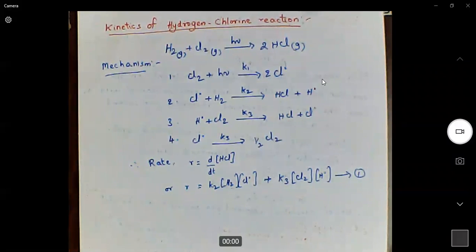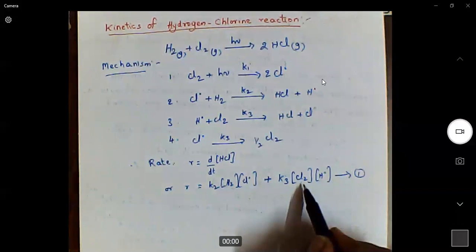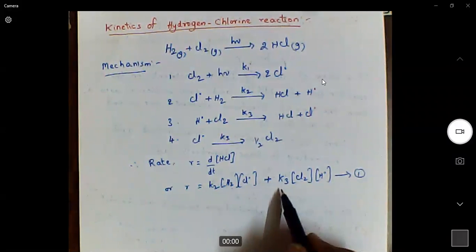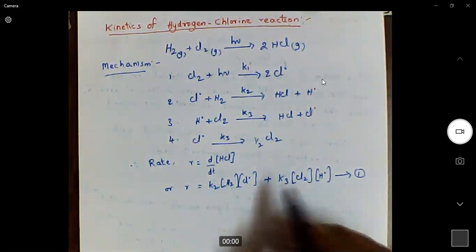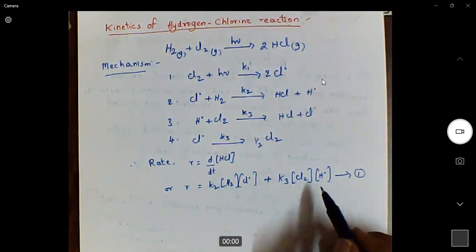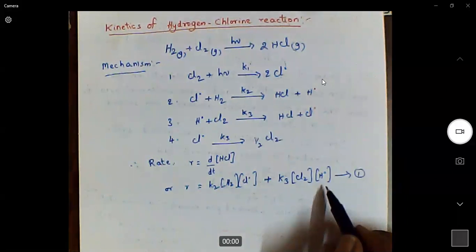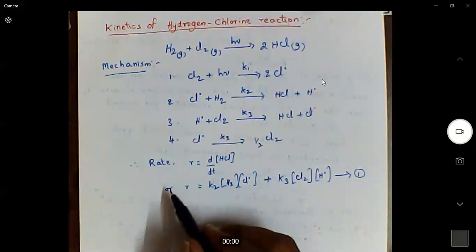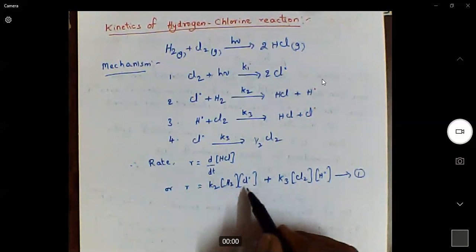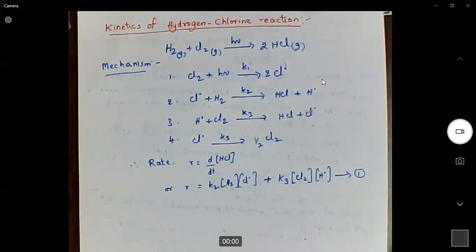This is an initial equation where, of course, we know the concentration of hydrogen and of Cl2, and K2 and K3 are rate constants, which may be derived. But we don't know the concentrations of Cl radical and hydrogen radical because they are intermediates. We cannot predict their concentrations. So in order to derive the complete expression for rate of the reaction, we need to replace chlorine radical concentration and hydrogen radical concentration with known terms. That's what we need to do.